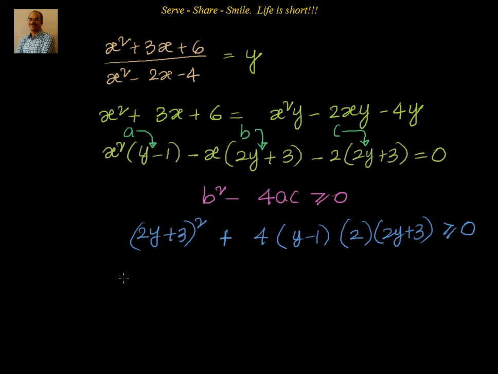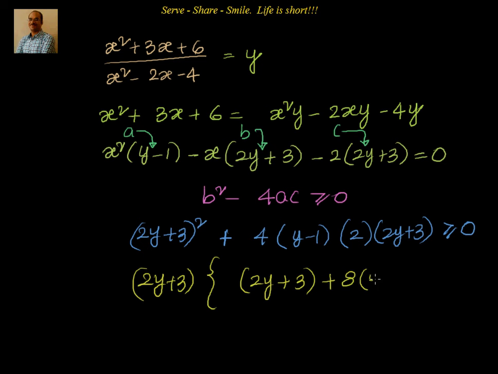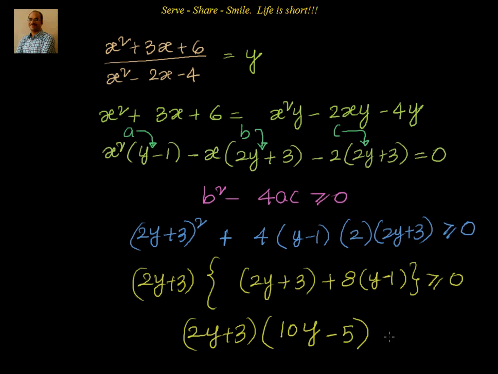So can I see that 2y plus 3 is common, so can I go ahead and write down 2y plus 3 common. If I take 2y plus 3 common, I will have 2y plus 3 plus 4 into 2, 8 into y minus 1. This whole thing should be greater than or equal to 0. Let's simplify it. We'll have (2y plus 3) into (2y plus 3 plus 8 into y minus 1), that's nothing but 2y plus 8y, 10y plus 3 minus 8, that is 10y minus 5, should be greater than or equal to 0.